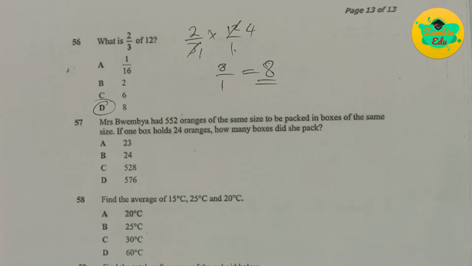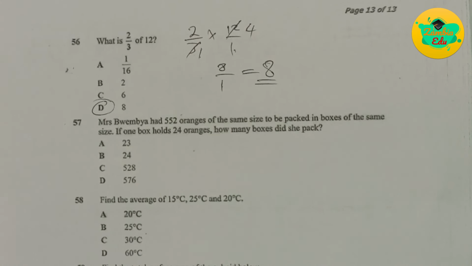We are about to finish, just 4 more questions. Question 57 says, Mrs. Wembia had 552 oranges of the same size to be packed in boxes of the same size. If one box holds 24 oranges, how many boxes did she pack?